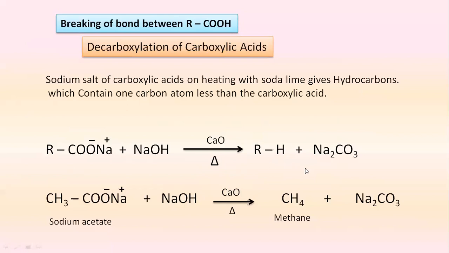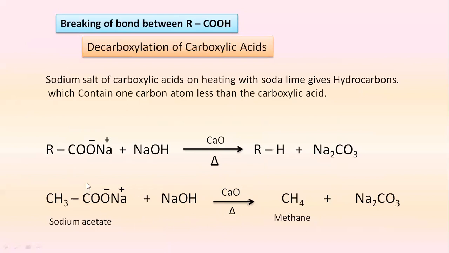Here the bond between R and C double bond O breaks, and therefore it forms the products which contain R, by the removal of the C double bond OO, and hydrocarbons are formed. If I take an example, sodium acetate, it is a derivative of carboxylic acid. The R C double bond O OH group reacts with NaOH to form sodium acetate. And when that sodium acetate is reacted with NaOH and CaO, the mixture of NaOH and CaO is called soda lime. On heating the acetate with the soda lime, methane is formed.